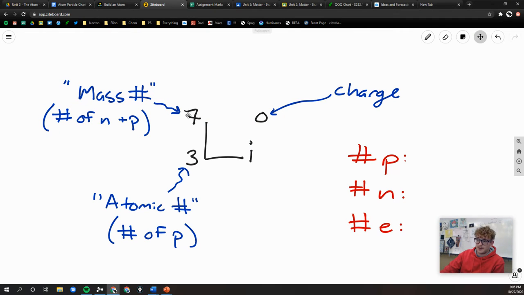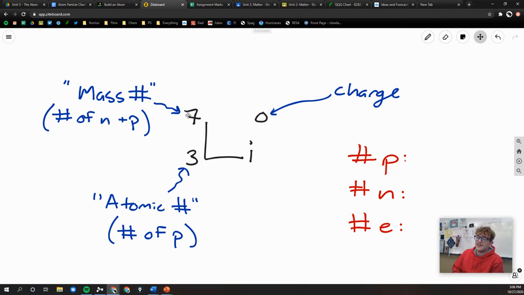That's its mass number. The mass number is the number of neutrons and protons in the nucleus, okay? The number of neutrons and protons. Those make up the mass, all right? Those two particles make up the weight of it, essentially. So how heavy is lithium? It depends on how many particles are in the nucleus. Well, what's in the nucleus? The neutrons and the protons. So the mass number is the combined number of neutrons and protons in the nucleus.